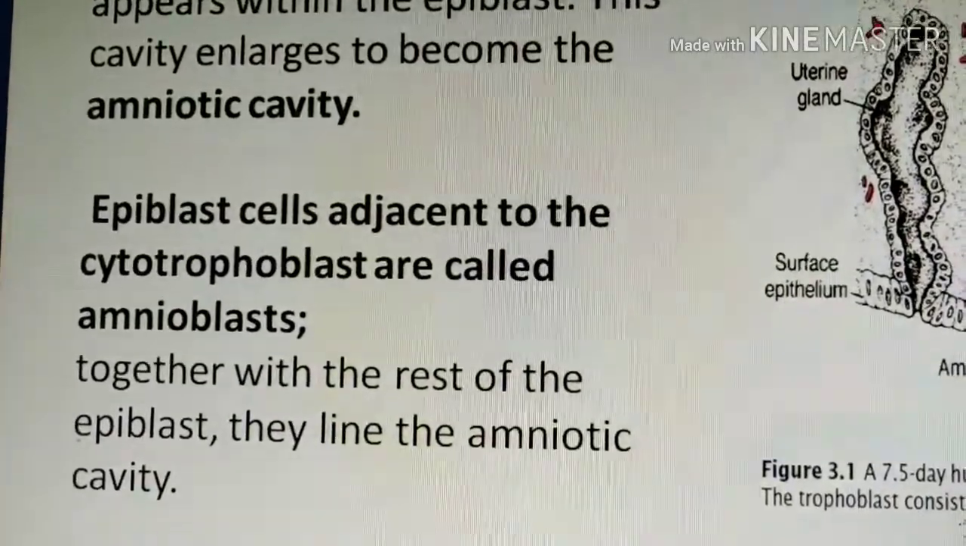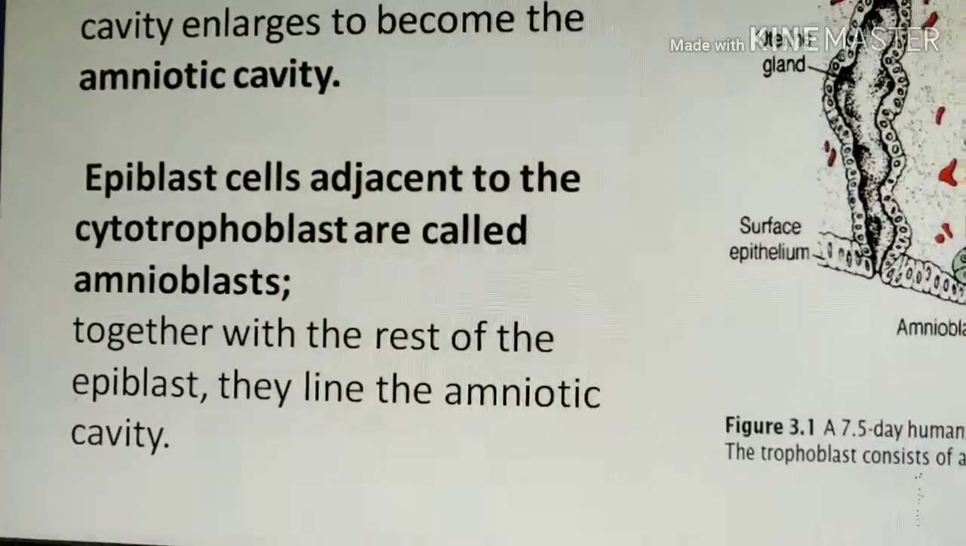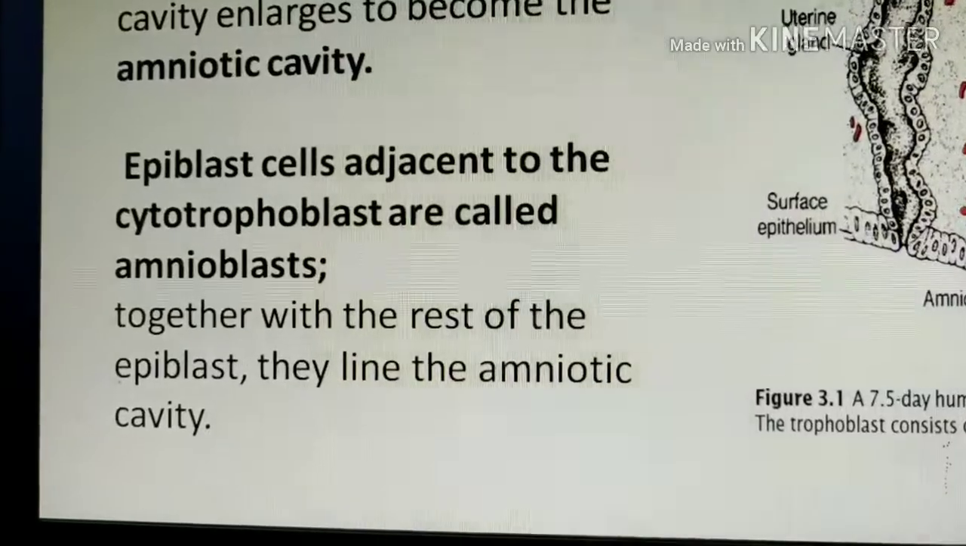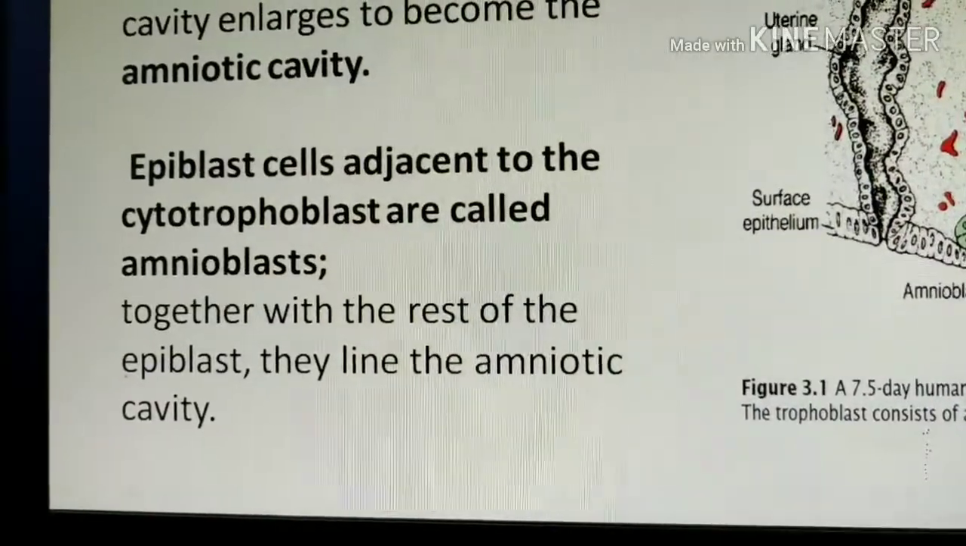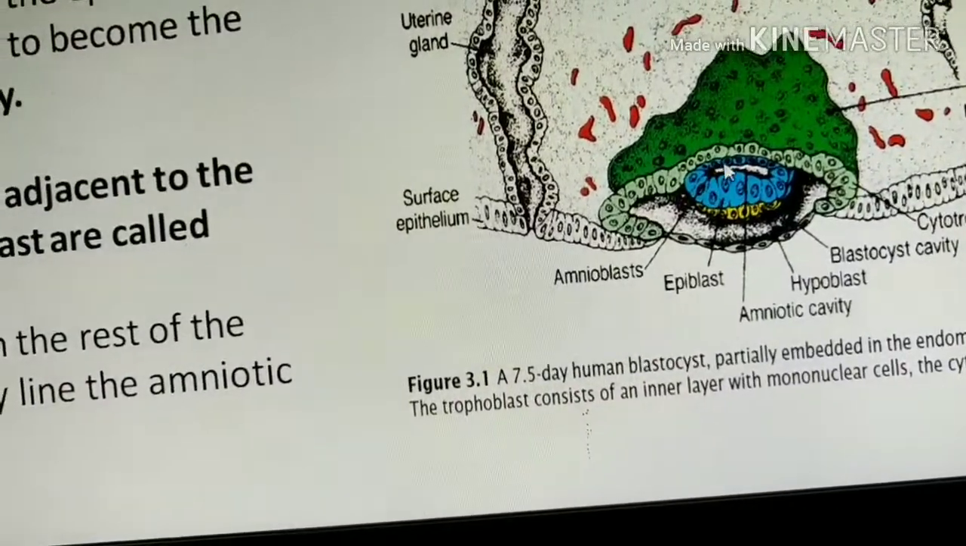So if there is a question, the amniotic cavity is lined by epiblast. There is a blastocele, and close to the blastocele there is a cell layer, the hypoblast. This is the hypoblast and this is the epiblast. This is the amniotic cavity.